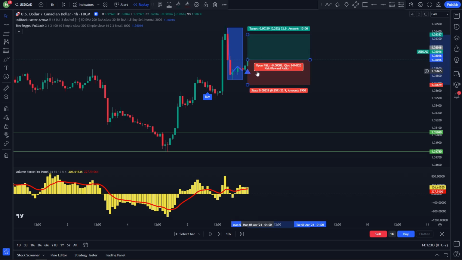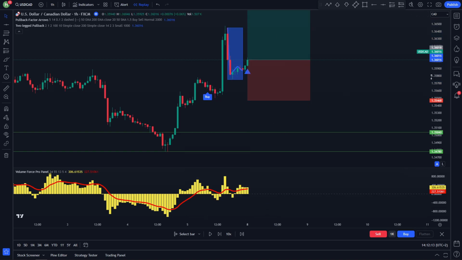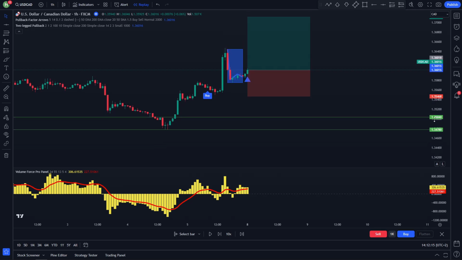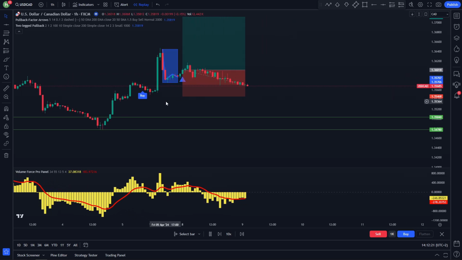For this buy trade, I will place my stop loss below the recent swing and aim for double the return. For this example, my stop loss will be set at 55 pips, which is a couple of points below the swing, and my take profit target will be set at 110 pips.